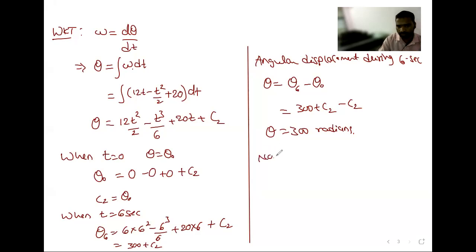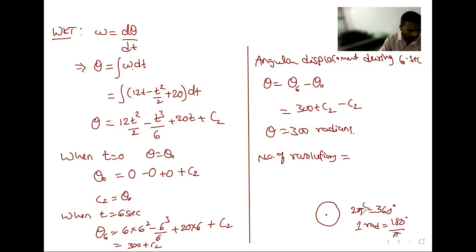Therefore number of revolutions is equal to, one radian is equal to how much? See, one circle होने के लिए, that is equal to 2 pi. 360 degree is equal to 2 pi radian. अभी 1 radian चाहिए मुझे. 1 radian is equal to 180 degree divided by pi. Correct ना? Follow through.